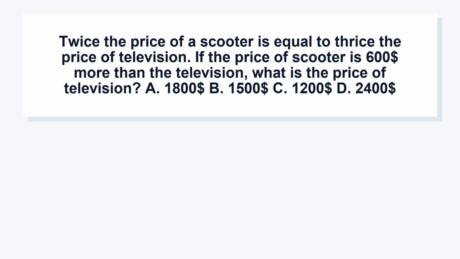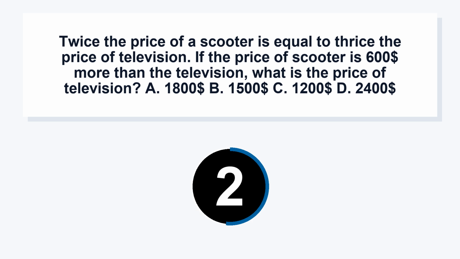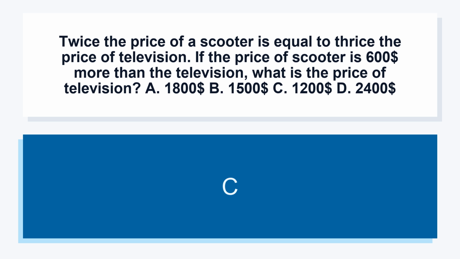Twice the price of a scooter is equal to thrice the price of television. If the price of scooter is $600 more than the television, what is the price of television? A. $1,800, B. $1,500, C. $1,200, D. $2,400. C.